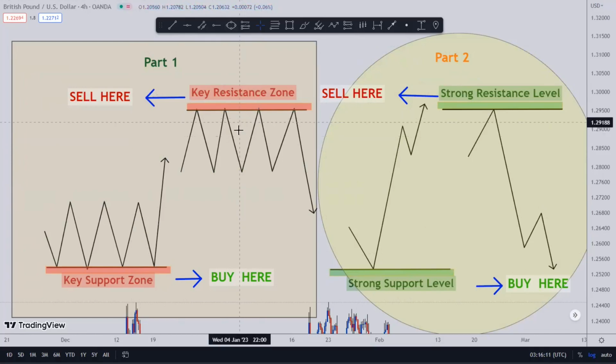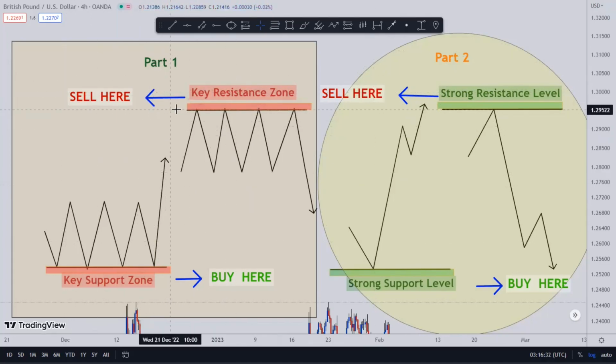Guys, this is an illustration of what I'm about to show you on the charts. For this, we have part 1 here and we have part 2. In this video, I'm only going to be talking about part 1. Make sure you watch out for the next video, where I'm going to be explaining part 2. So let me show you what this means for part 1.